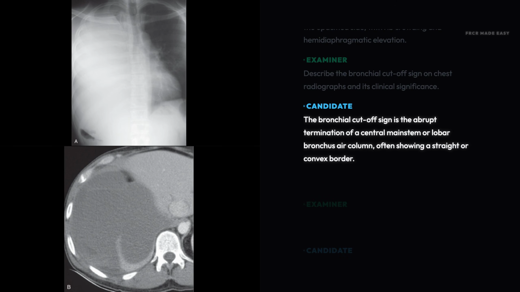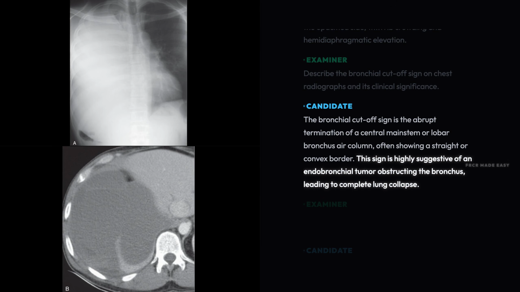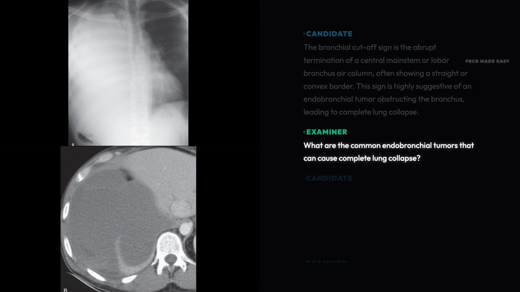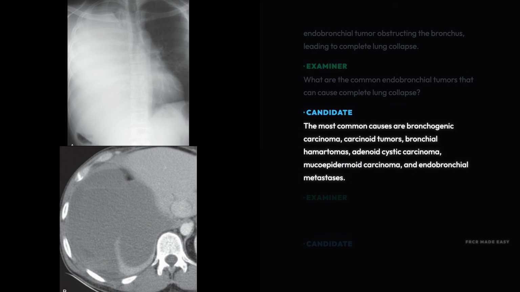The bronchial cutoff sign is the abrupt termination of a central mainstem or lobar bronchus air column, often showing a straight or convex border. This sign is highly suggestive of an endobronchial tumor obstructing the bronchus, leading to complete lung collapse. What are the common endobronchial tumors that can cause complete lung collapse? The most common causes are bronchogenic carcinoma, carcinoid tumors, bronchial hamartomas, adenoid cystic carcinoma, mucoepidermoid carcinoma, and endobronchial metastases.